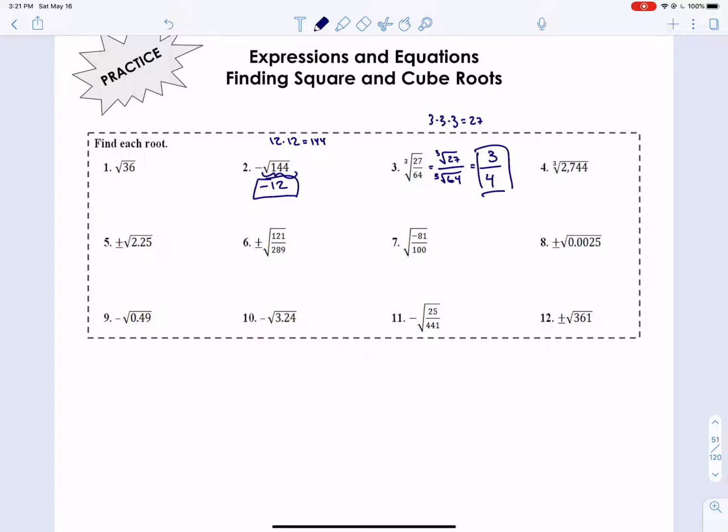Okay? And then number 5, number 6, we find the answer, and we just put that symbol. It's plus or minus. We just leave it in front of the number that we get.